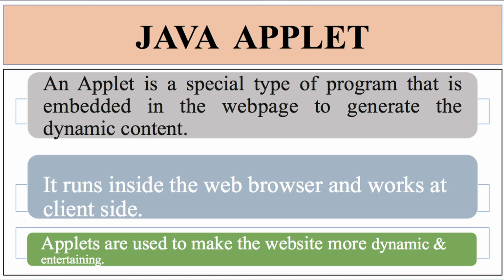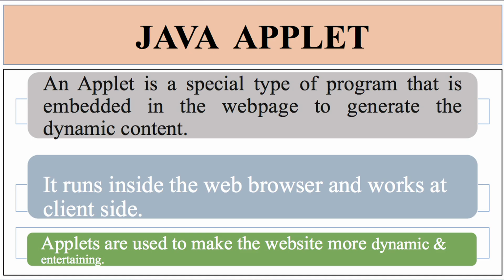Now, Java applet. An applet is a special type of program that is embedded in a web page to generate dynamic content. This is the main feature of an applet, because the applet code can be embedded in a web page. It means we can apply Java programming on a web page and display the output of a Java program on a web page. It runs inside the web browser and works at the client side.